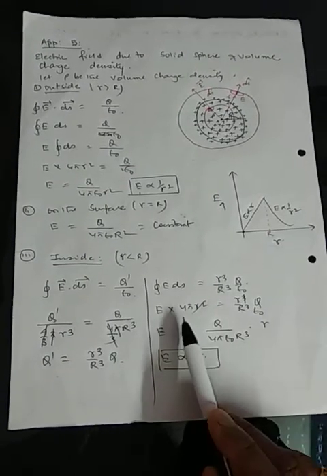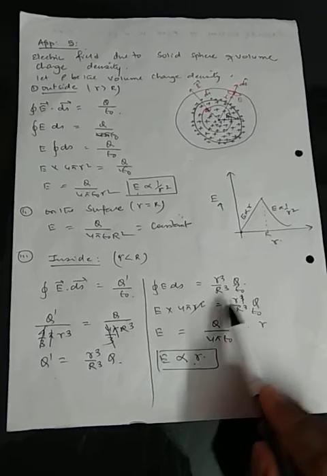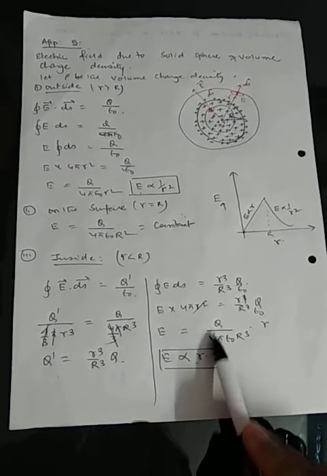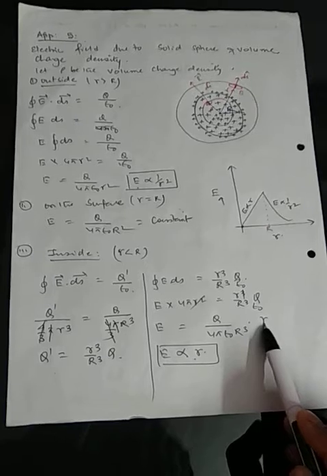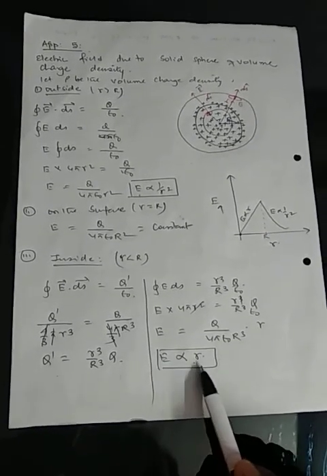Applying Gauss theorem, E dot ds is equal to r cube by R cube, Q by epsilon naught. Integrating ds, we get 4 pi r square, r cube by R cube, Q by epsilon naught. r cube and r square get cancelled out. E is equal to Q by 4 pi epsilon naught R cube into small r. Here it is seen that electric field is directly proportional to r.